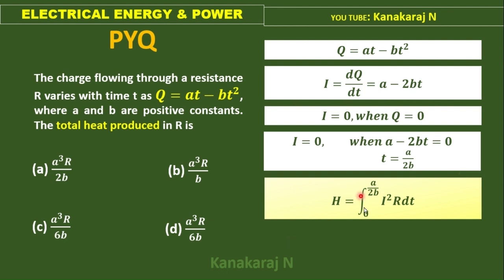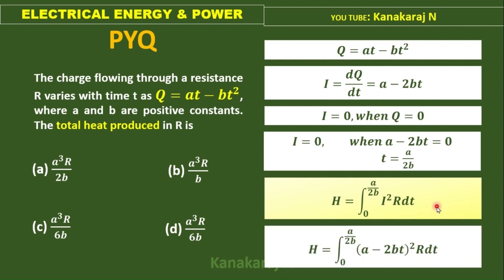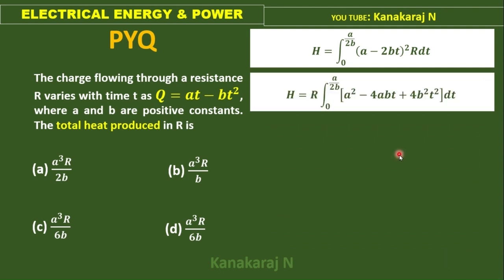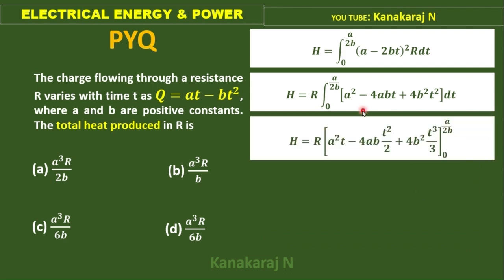So the H is integration 0 to A divided by 2B of I square R dt. Let us substitute the value of current here. I is replaced by A minus 2Bt. So let us square A minus 2Bt. We get A square minus 4ABt plus 4B square t square. Now let us integrate A square. We get A square t.